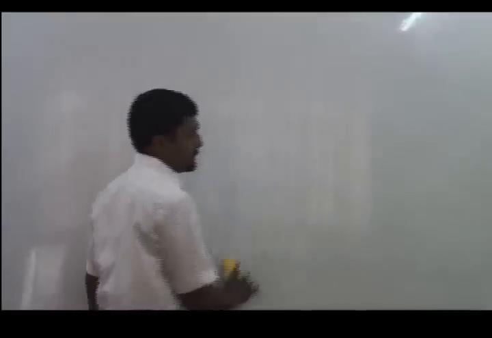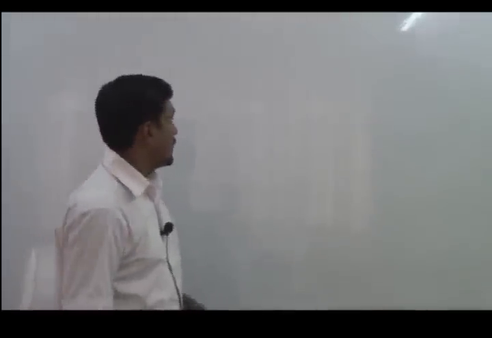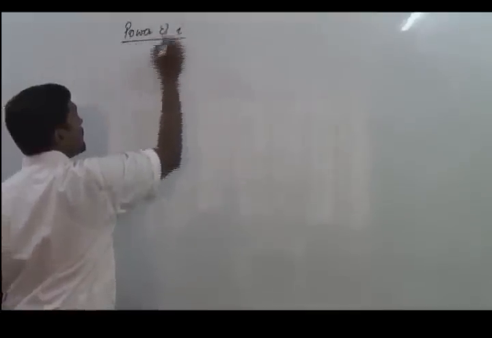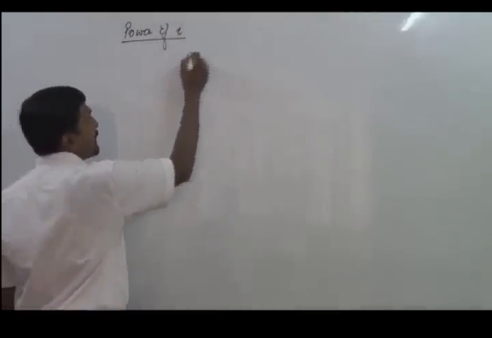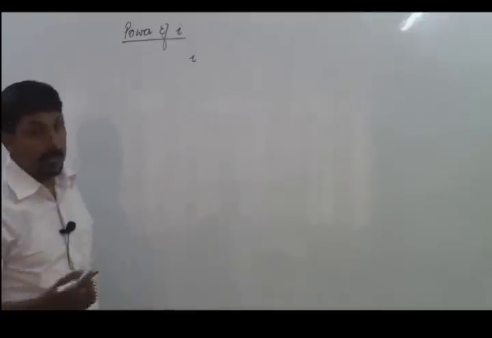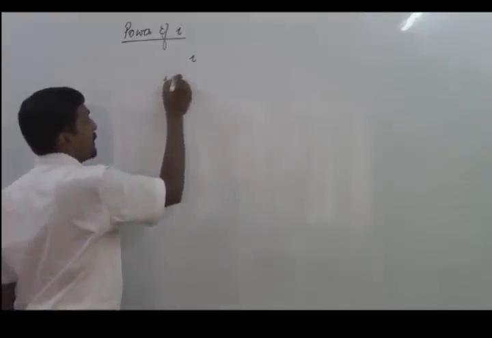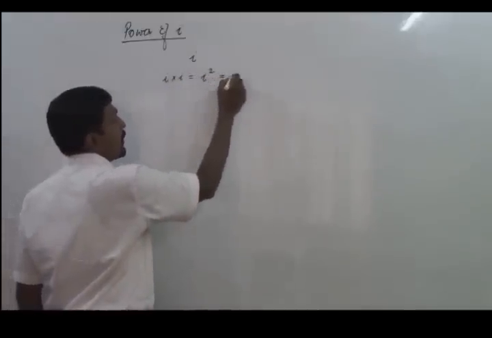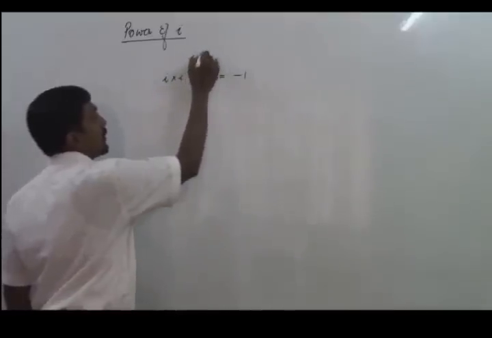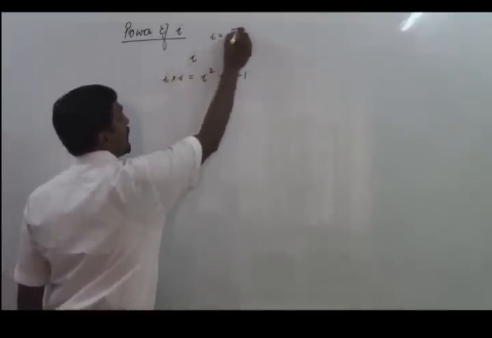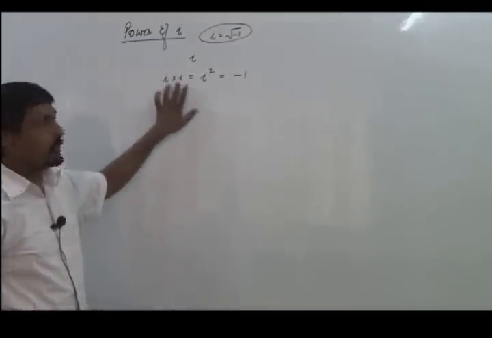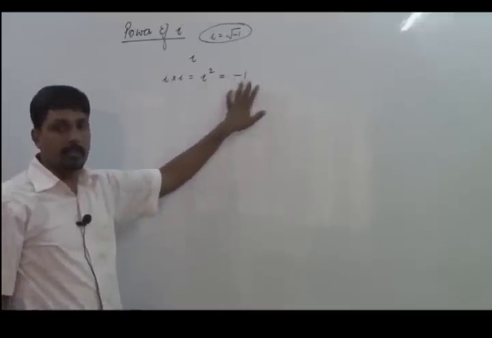Now the next topic is power of iota. Power of iota means if iota is multiplied by iota, we get iota square. So iota square is what? Minus 1, as iota is under root of minus 1. Since iota is under root of minus 1, therefore iota into iota, that is iota square, will be minus 1.